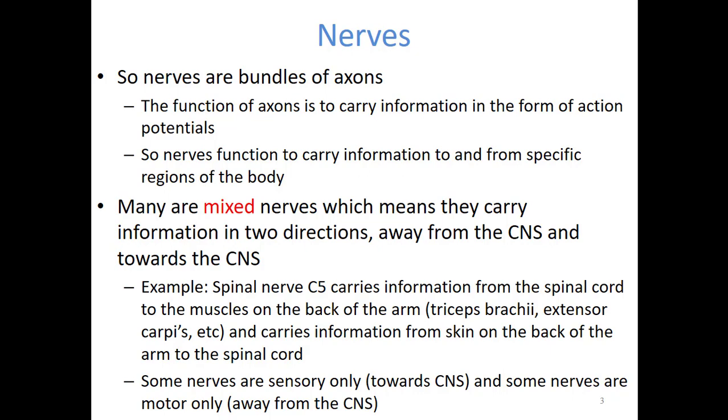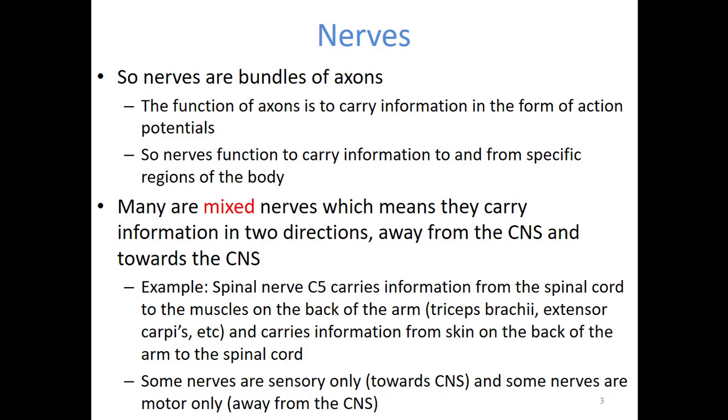Many nerves are mixed, which means they carry both sensory and motor information. Sensory information is information flowing towards the central nervous system, while motor information is information flowing away from the central nervous system. An example of a mixed nerve is spinal nerve C5, which carries information from the spinal cord to the muscles on the back of the arm, such as the triceps brachii and the extensor carpi muscles. This nerve also carries information from the skin on the back of the arm to the spinal cord.